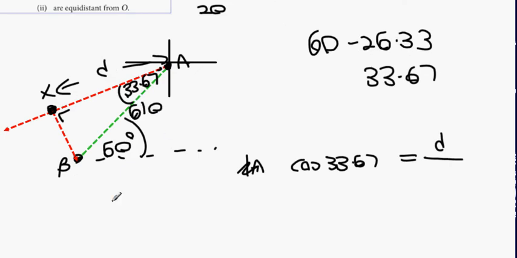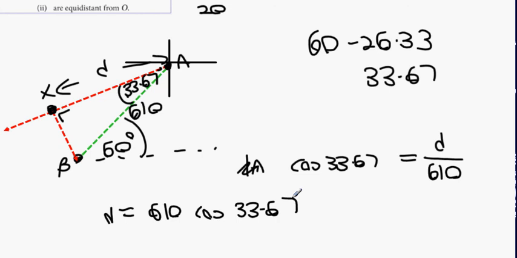Then we can find out the distance D. So D equals cos 33.67 all over 610. D therefore is 610 cos 33.67, and what we get here is 507.669.